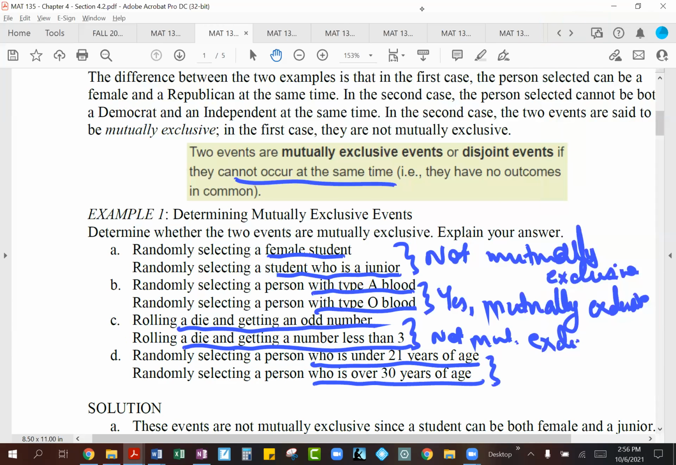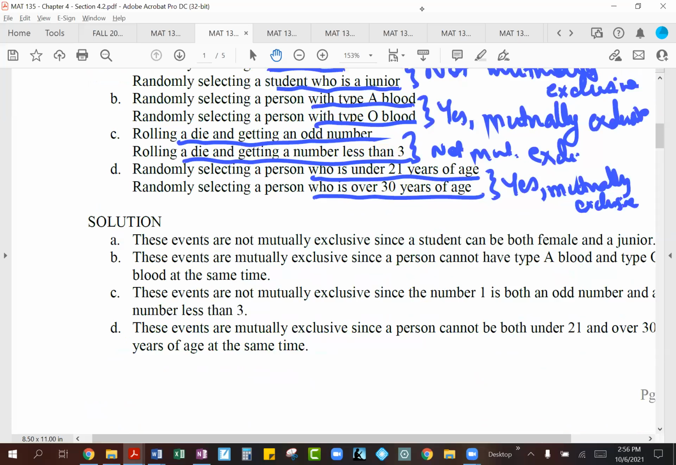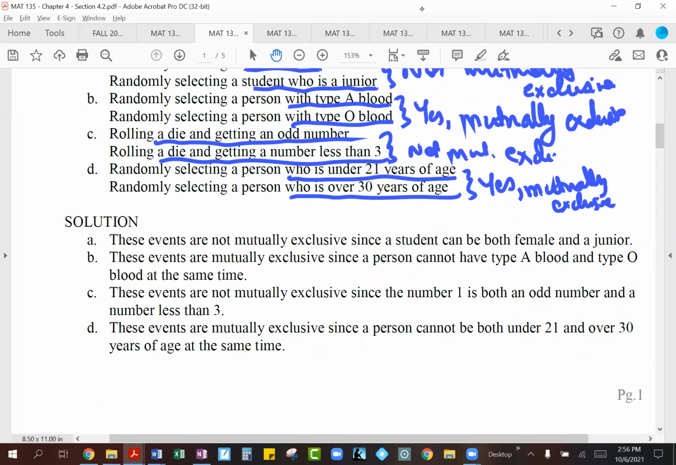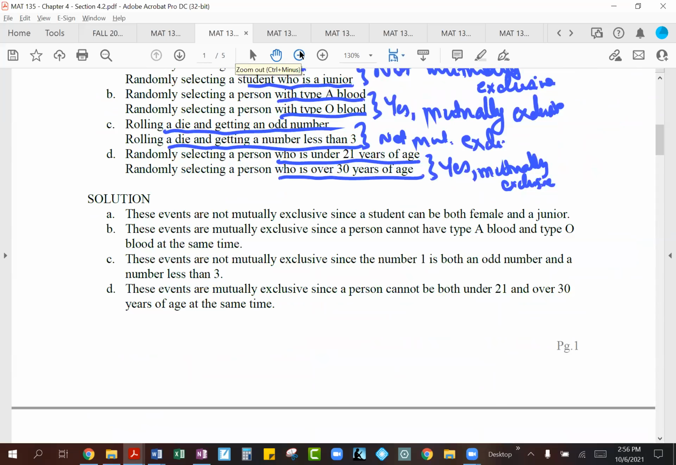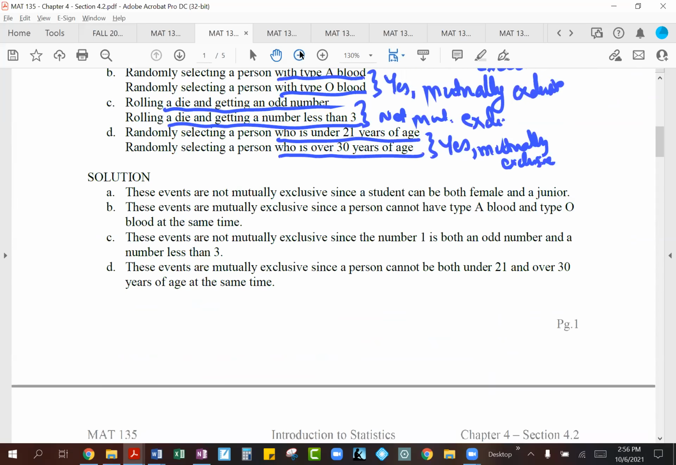So yeah, you were either going to be under 21, maybe in between, or over 30, but you cannot be, obviously, two different ages at the same time. So this one would definitely be mutually exclusive events. And like I said, you can look at the answer and explanation here if you wanted to.